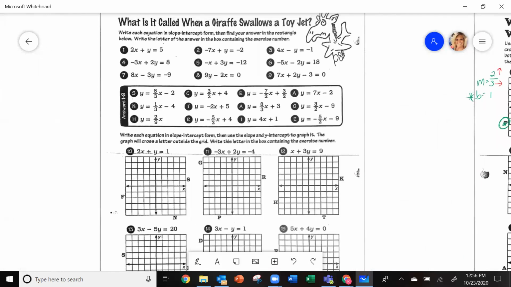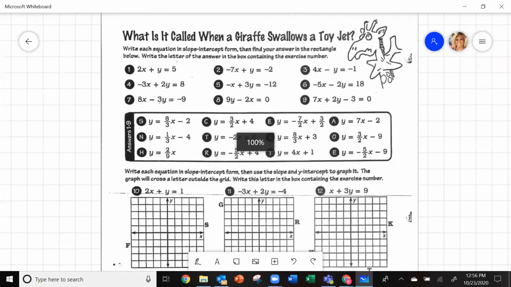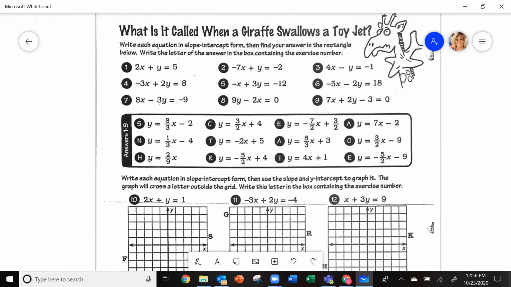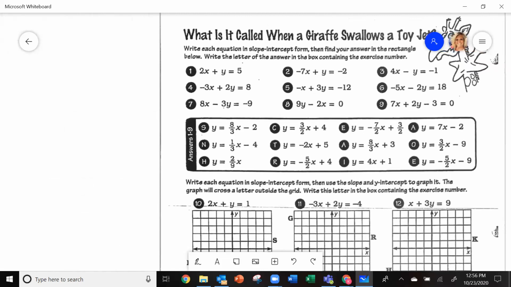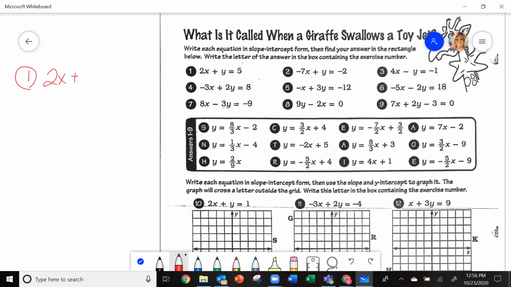The second one over here says to write each equation in slope-intercept form, then find your answer in the rectangle below. Write the letter of the answer in the box containing the exercise number. Okay, so if I go to do number 1, I get 2x plus y equals 5. To solve, I'm trying to get y by itself, so I need to move the 2x. I'll subtract 2x from each side. I get y equals negative 2x plus 5.